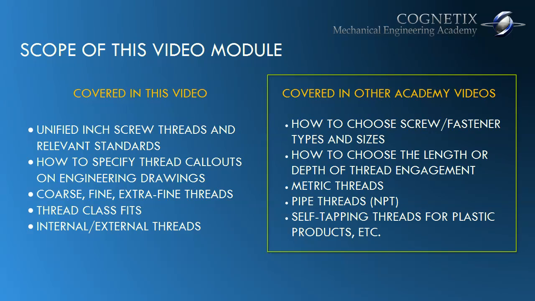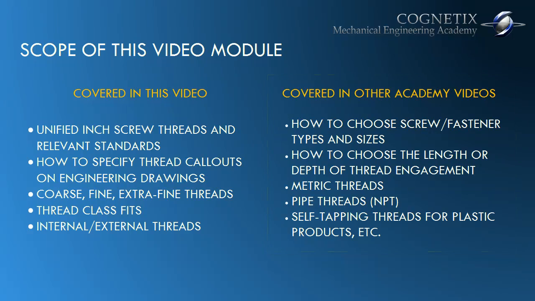What we do not cover in this video, but we plan to cover in other Academy videos, is how to choose screw and fastener types and sizes, how to choose the length or depth of thread engagement. We have other videos also where we'll be talking about metric threads, pipe threads, and other types of screws, such as self-tapping screws.